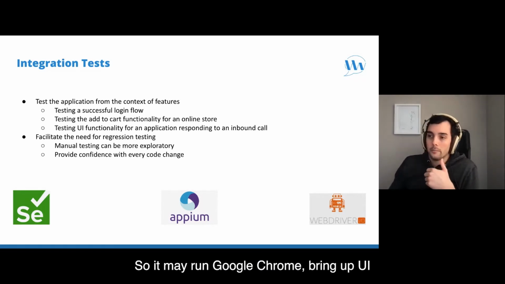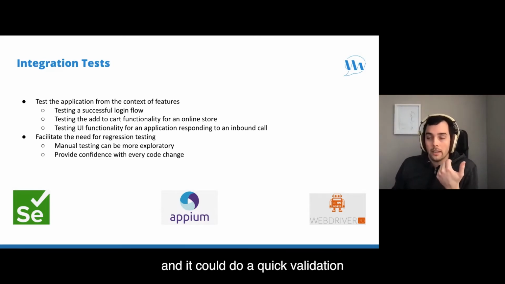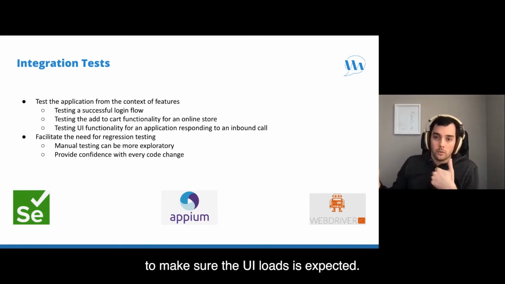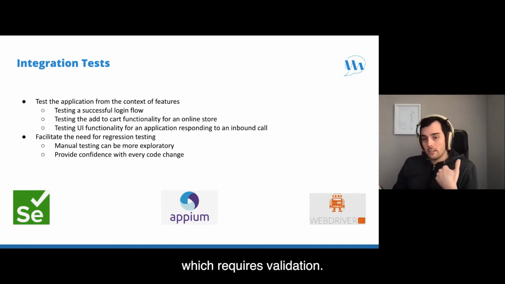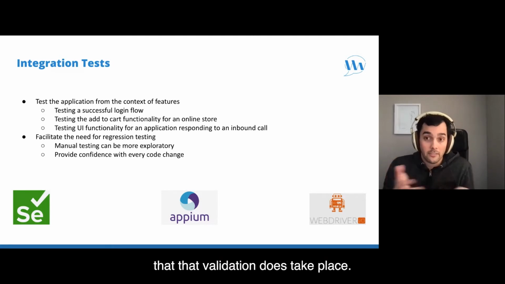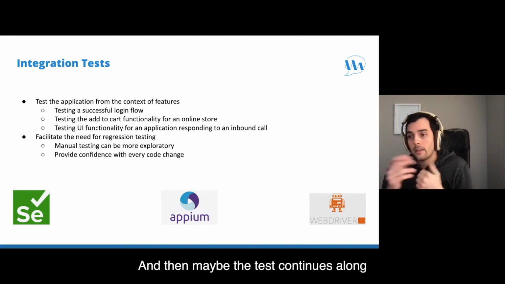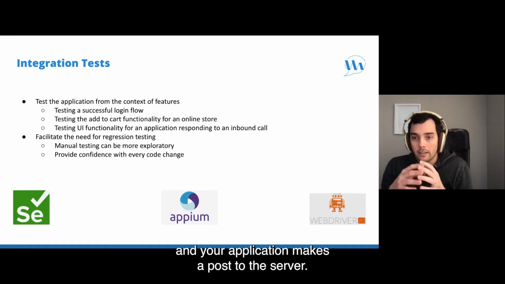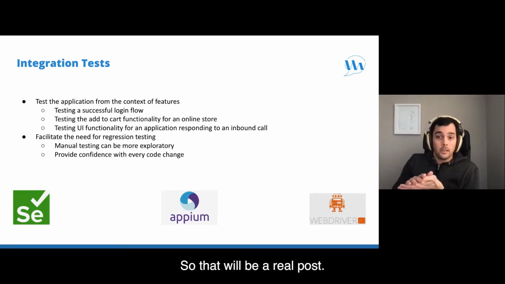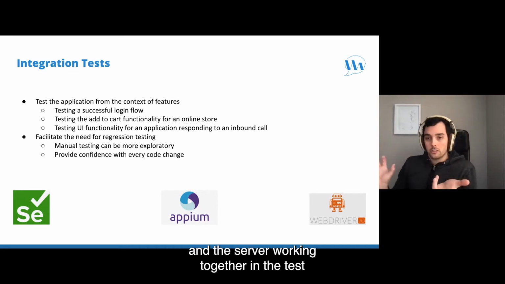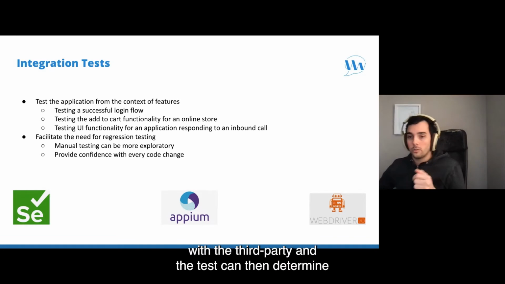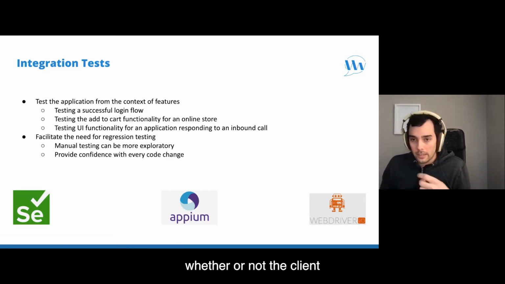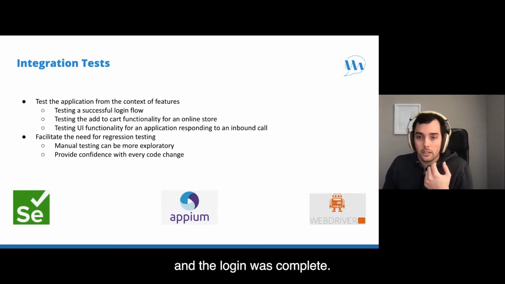So it may run Google Chrome, bring up the UI, and do a quick validation to make sure the UI loads as expected. Maybe your application has some inputs which require validation, so your test can verify that that validation does take place. And then maybe the test continues along and your application makes a post to the server. That'll be a real post, so you now have your application and the server working together in the test. And then maybe the server even authenticates the user with a third party. And the test can then determine whether or not the client was redirected successfully and the login was complete.